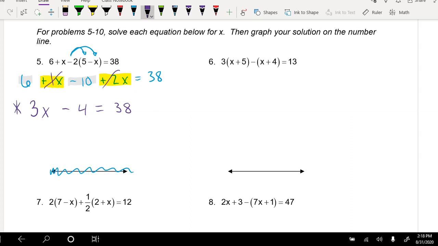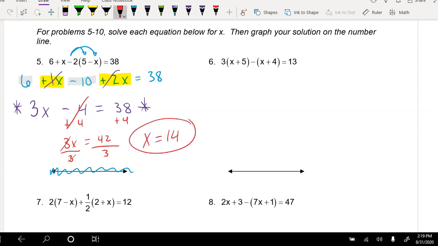This is it. This is that home stretch. We're right at the end. X is being multiplied by 3 and then subtracted by 4. So I'm going to reverse that. I'm going to add 4 and divide by 3. Add 4 to both sides. Divide by 3. 42 divided by 3 is 14. And there's my final answer.